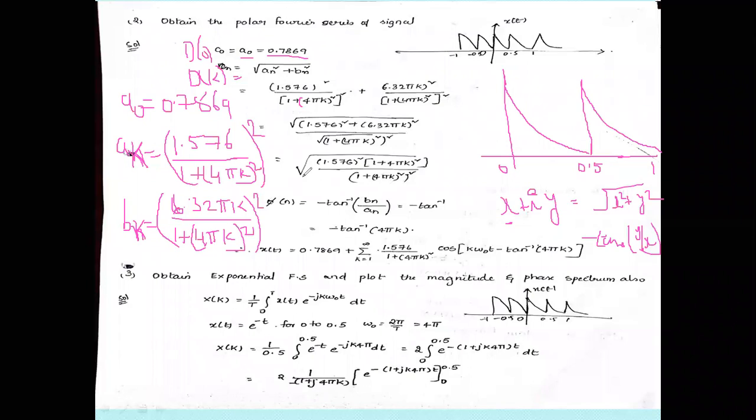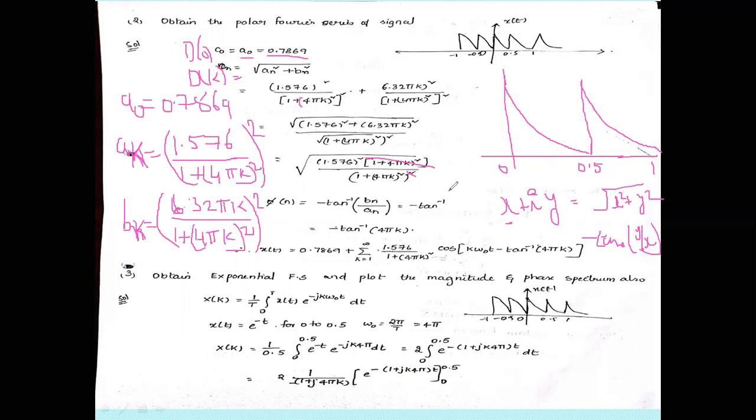Simplify this one. We'll get D of K is equal to the square root of 1.576 whole squared, 1 plus 4 pi K whole squared, by 1 plus 4 pi K squared, whole squared. And these two get cancelled here, leaving one term: 1 plus 4 pi K squared, and one squared term there. So D of K is equal to the square root of 1.576 whole squared divided by 1 plus 4 pi K squared only. Whatever the A of K, that is D of K after simplifying.